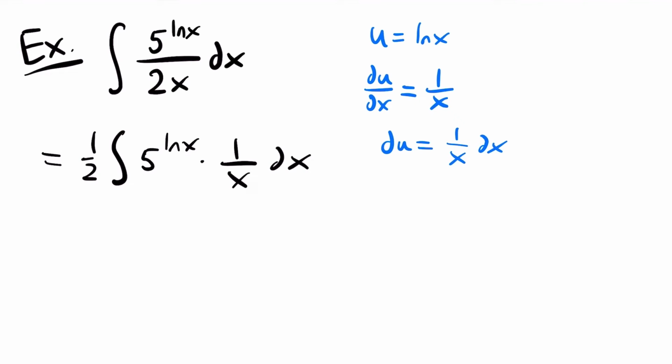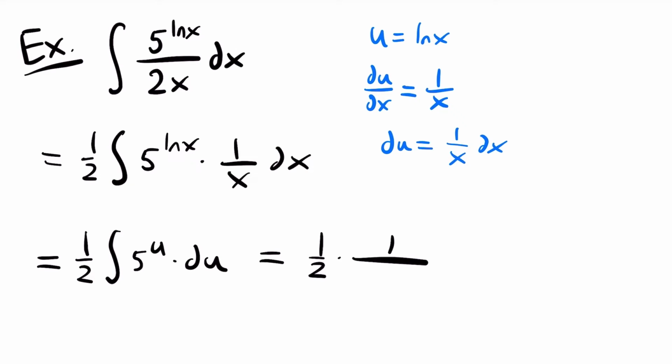All right, and so then we can rewrite this integral in terms of u, and so we will have that this is equal to 1/2 times the integral of 5 to the power of u times du. Right, we replaced the natural log of x with u because that's what we set it equal to, and we replaced 1 divided by x dx with du because that's what we found that was equal to. And so now we can use our integration rule, and so this will be equal to 1/2 times 1 divided by the natural log of the base, which is 5, times 5 to the power of u, right? Whatever is in our integral, we multiply it by that, and then we add c, our constant of integration.